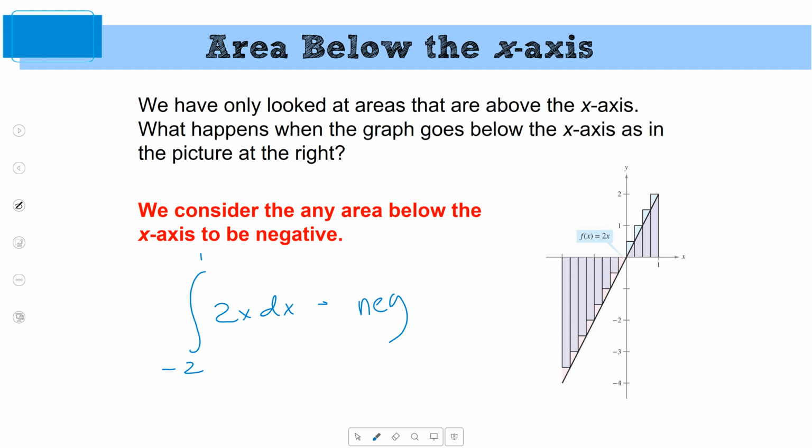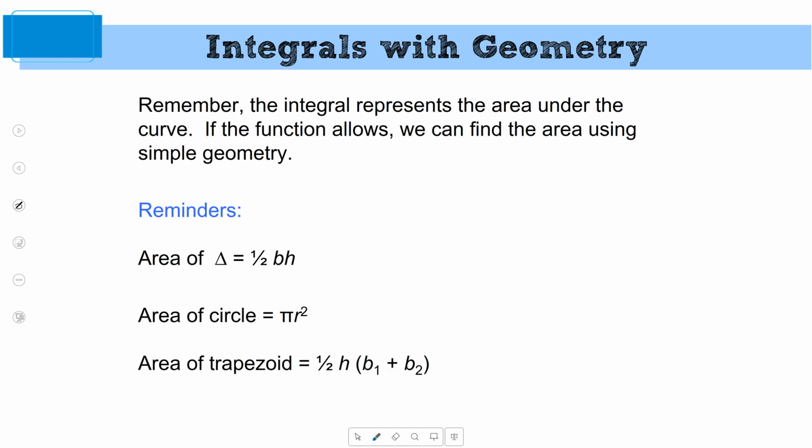Could you find these areas? How? No, without rectangles. Could you find the exact areas? Could you find that area? Could you find this area? Yeah, they're triangles. Just a quick refresher, you should know those triangles, circles, trapezoids. If you're not good with trapezoids, then break the trapezoids into rectangles and triangles.